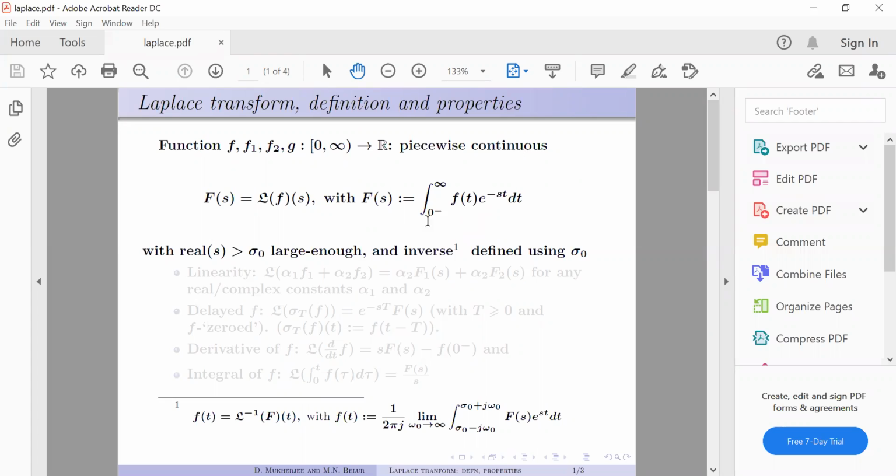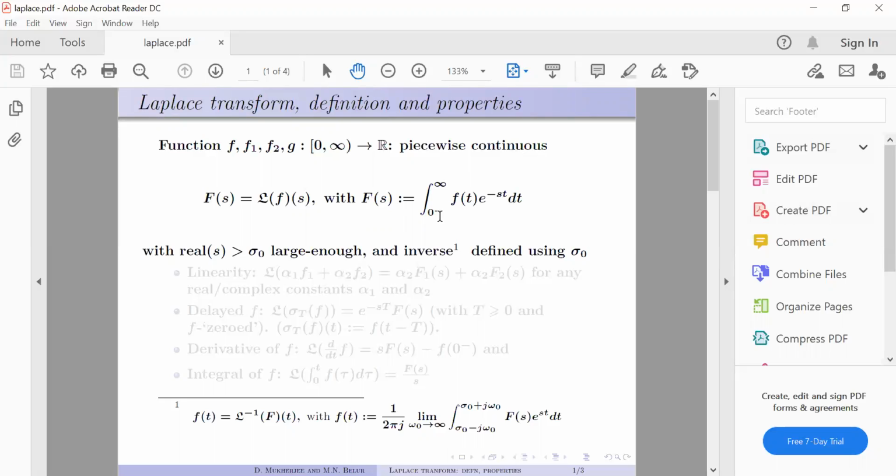It might appear as if I'm putting too fine a point on this 0 minus, but it is actually important. 0 minus means basically just epsilon to the left of 0, where epsilon is a very small quantity. Why this is important will be clear when we look at the precise descriptions of certain theorems known as the initial value theorem and the final value theorem.